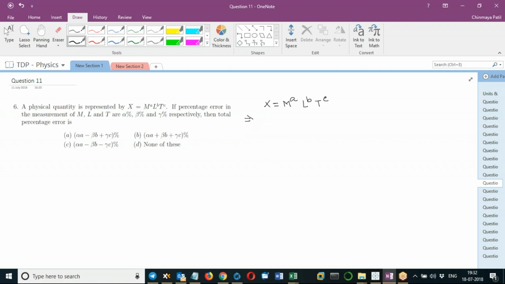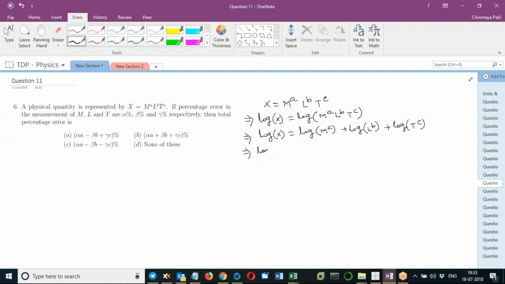So from here what we get? We get log x is equal to log of m power a, L power b and T power c. And we can write from here, log x equal to, if I write it elaborately, log of m power a plus log of L power b plus log of T power c.